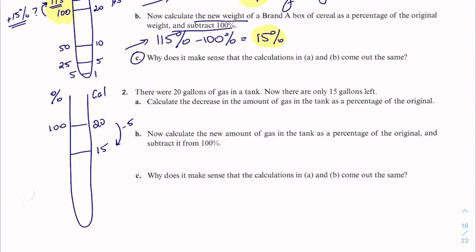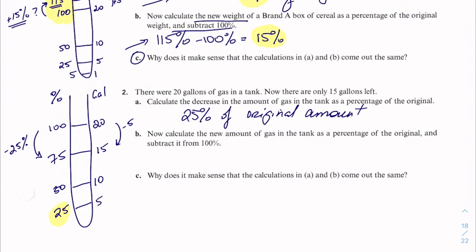And our question now is, what is 15 gallons? We can use our number sense and say, well, if 20 is 100%, then 10 is 50%, and 5 is 25%. So 15 gallons would be 75%. So how far down did it go in terms of percents from 100 to 75? It went minus 25%. So the decrease in the amount of gas in the tank as a percent of the original is 25% of the original amount.